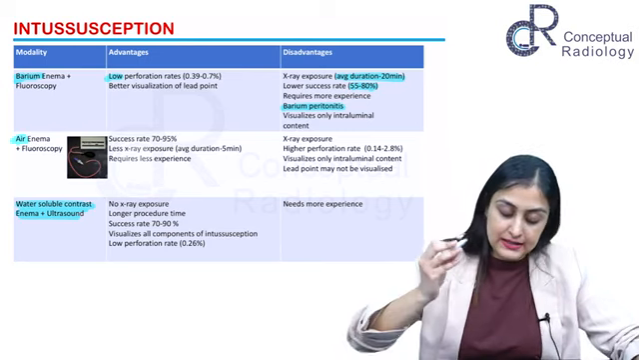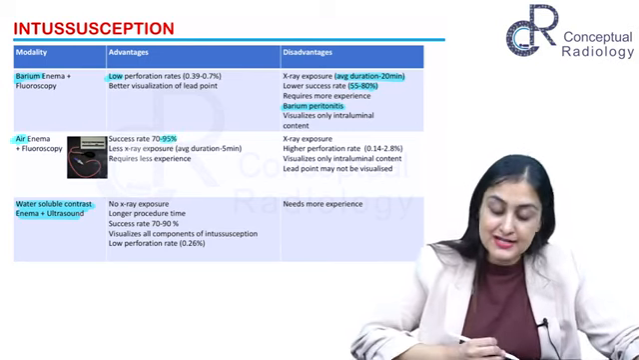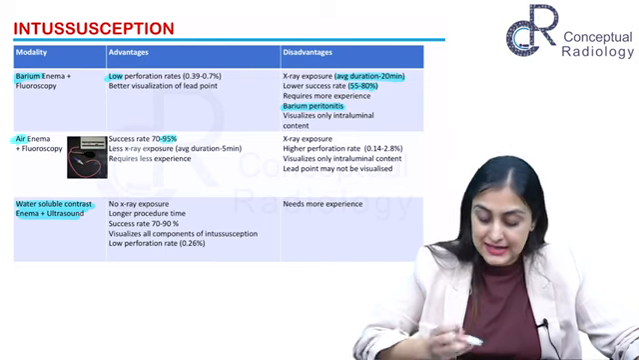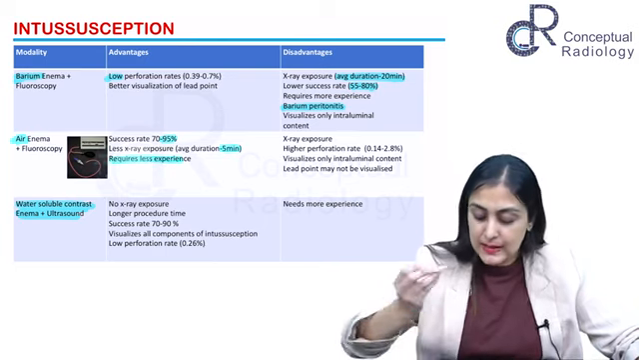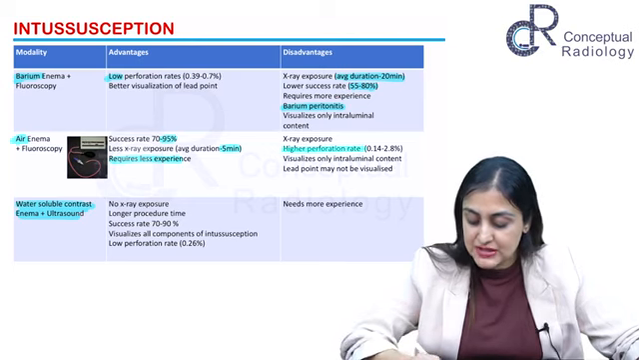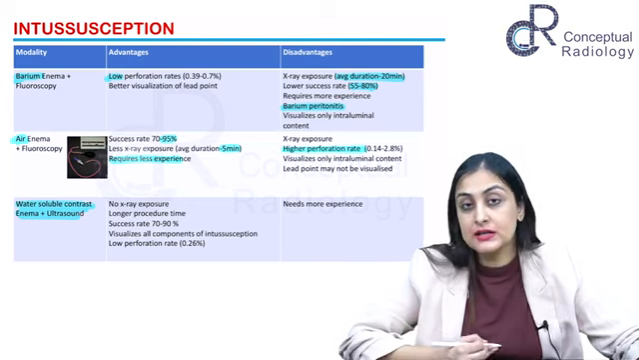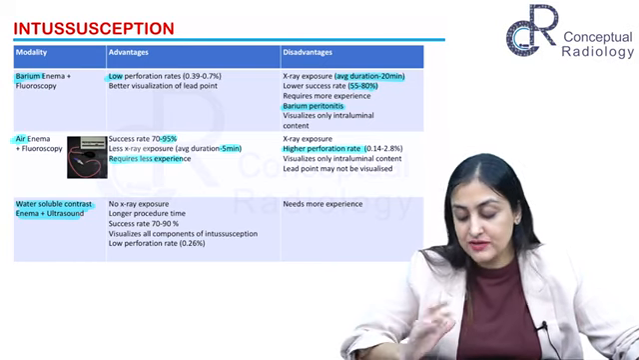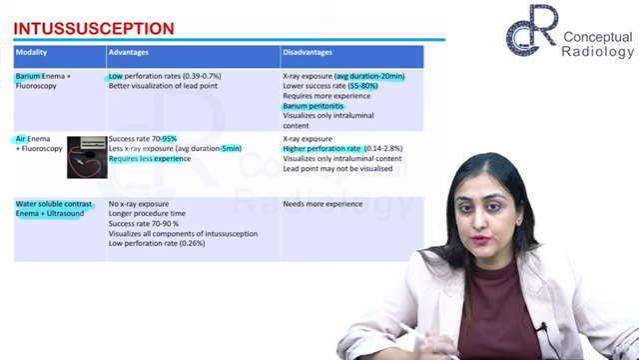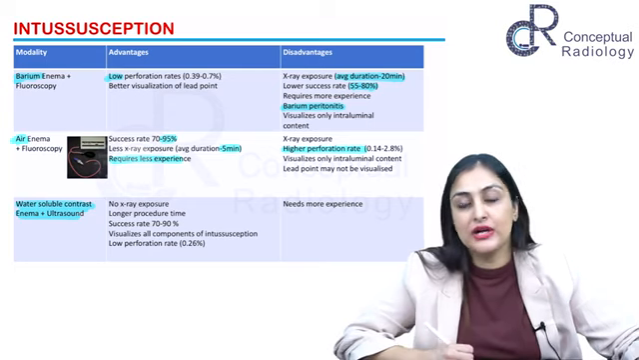intraluminal contents. The advantage with air enema is that it has a higher success rate. It also is much quicker and it requires less experience. But obviously the disadvantage is that because you're injecting air, the pressure can get higher and you can have a higher perforation rate. Again, you only visualize intraluminal content with all fluoroscopy studies and a lead point can be missed.